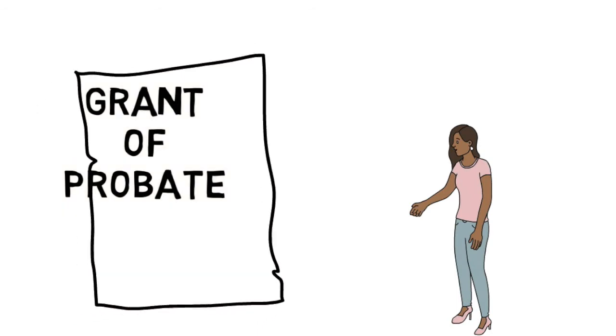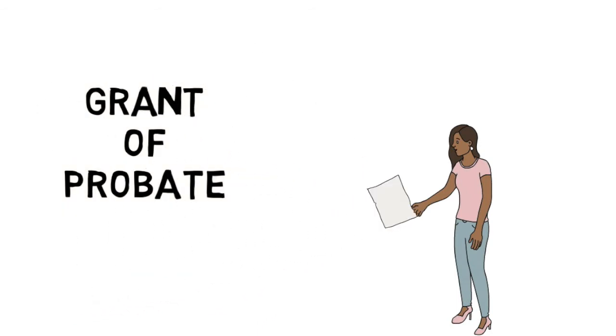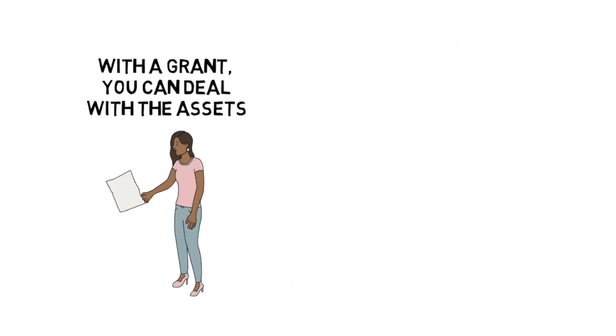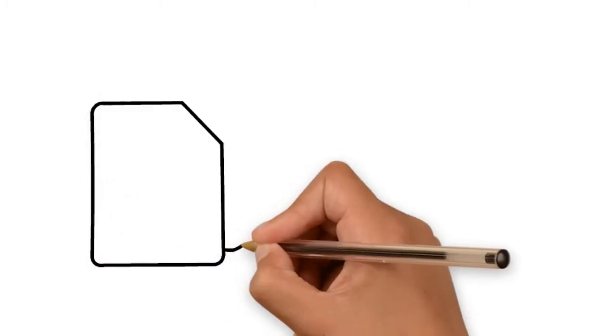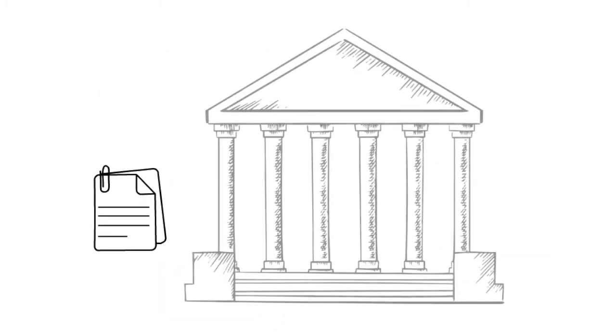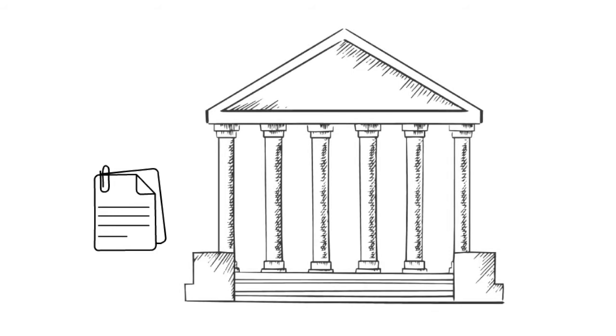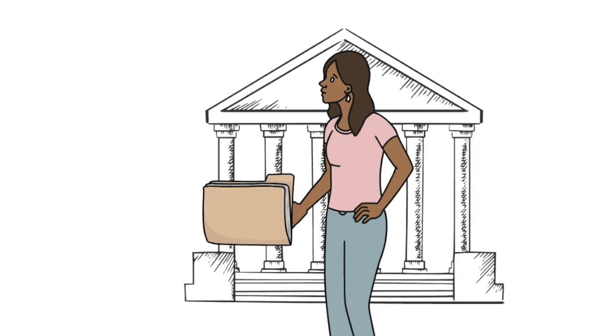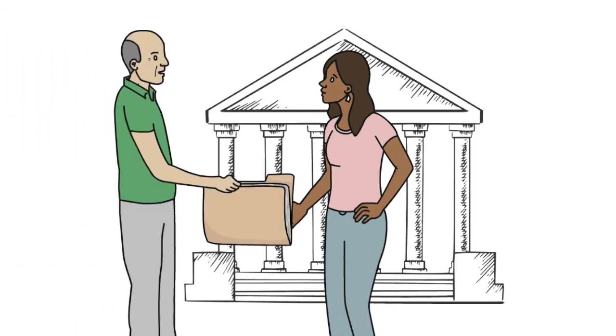Whoever the court names in the grant is the person who's allowed to deal with the deceased's assets. Hopefully, this is you. So, what do you have to do? For most applications, you basically fill out some paperwork and file it with the probate registry. The registry is the official keeper of all documents and records of the Supreme Court of BC.